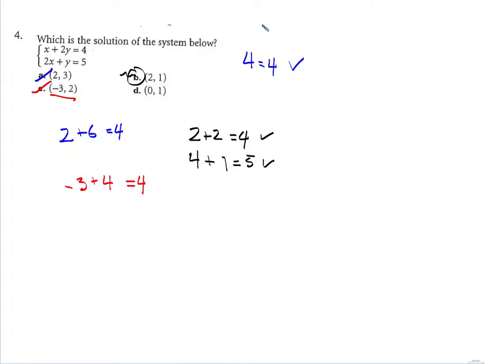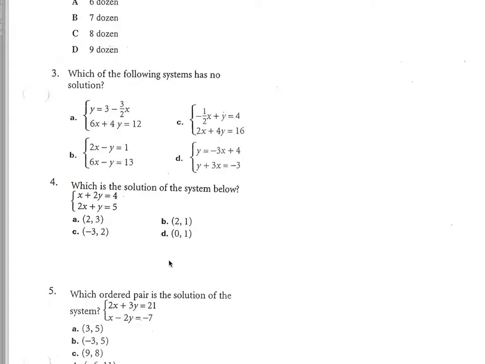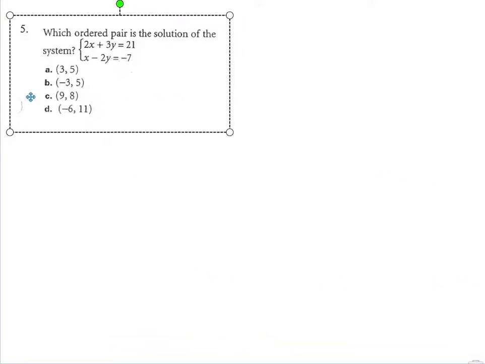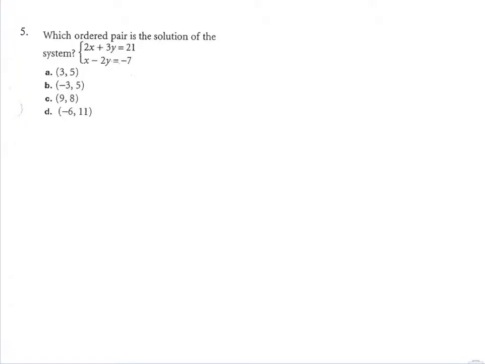All right, and let's go to number 5. So there's number 5. Which of these is a solution? And again, you're just plugging in. That's the easiest way, and that is showing that they work. So if I plug in 3 and 5, that's going to be 2 times 3 plus 3 times 5. That should equal 21. And from there, I get 6 plus 15 does indeed equal 21. So it might be A.